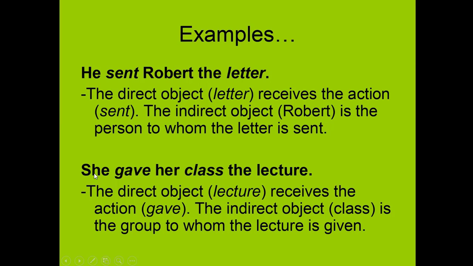Another one. She gave her class the lecture. Again, her class is indirect, the lecture is direct. So again, in other words, I can say the direct object, the lecture, receives the action gave. The indirect object, the class, is the group to whom the lecture is given. I think it becomes clear that here class is the indirect object and the lecture is the direct object.